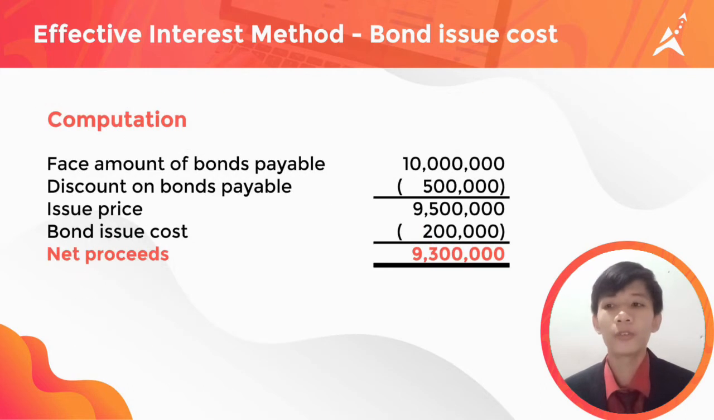So here's the computation for the net proceeds in this problem. The face amount of bonds payable of 10 million is deducted by the discount on bonds payable, which is computed by multiplying the principal 10 million by 5% discount, which is 500,000. Then we get the issue price of 9,500,000. Also deducting the bond issue cost from the issue price, 9,500,000 minus 200,000 results to a net proceeds of 9,300,000.